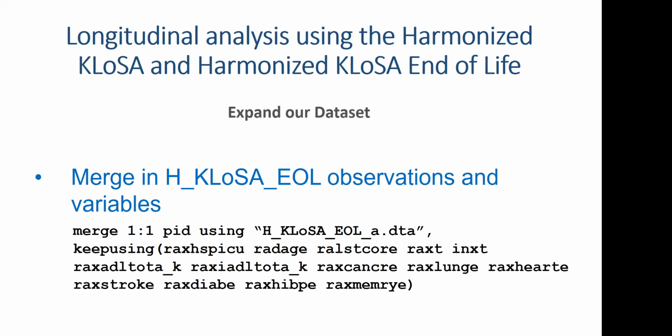So now we're going to expand our existing analysis dataset with the variables we identified from the Harmonized KLOSA end of life. Since we expect there to be individuals in common between the Harmonized KLOSA and Harmonized KLOSA end of life, we're going to merge on a one-to-one basis using the respondent identifier PID using the Harmonized KLOSA end of life dataset. Then we're going to specify that we want to keep using the variables we identified on the previous slide.